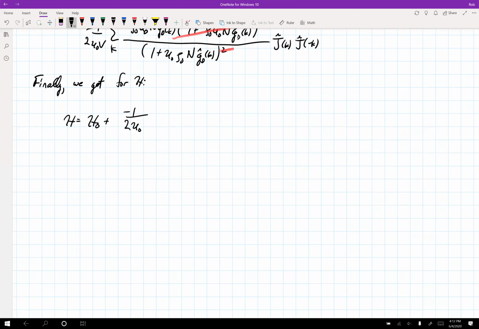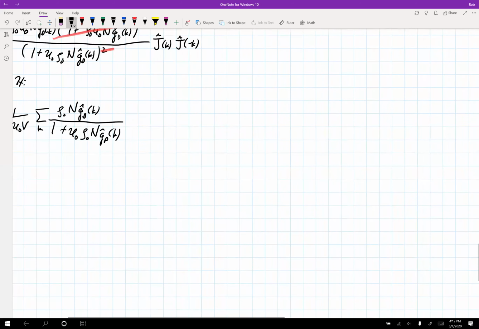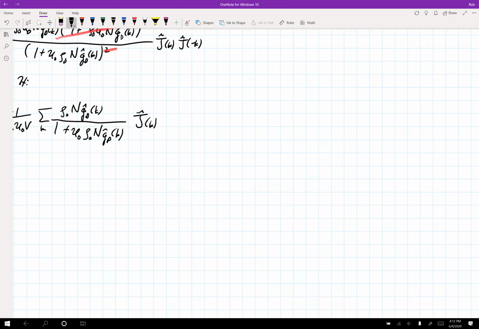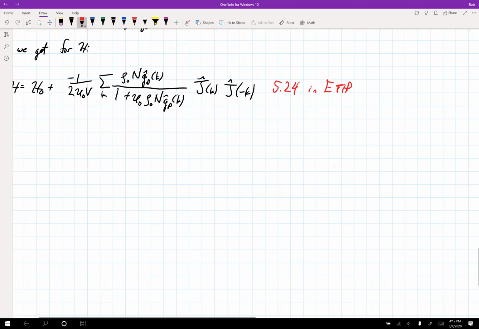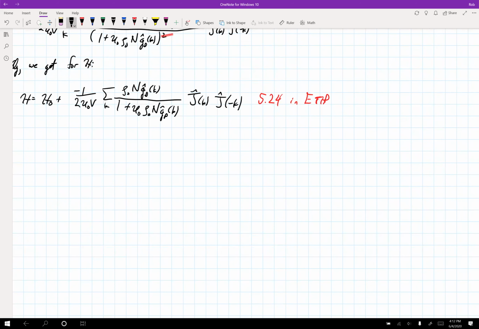All right, so we have 2 u naught V sum over k rho naught n by function hat of k, 1 plus u naught rho naught n g hat of k, and then j hat of k, j hat of minus k. And if you happen to have Glenn's book, this is the final result of equation 5.24 in the equilibrium theory of inhomogeneous polymers. So that's how you derive that equation.